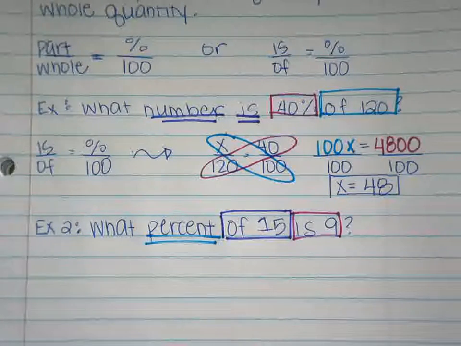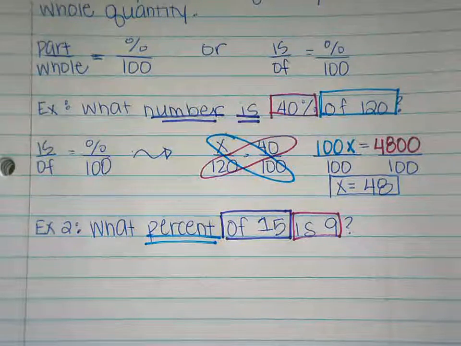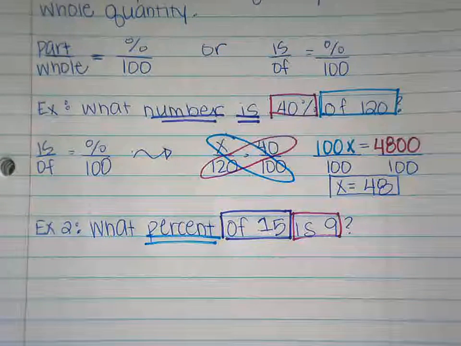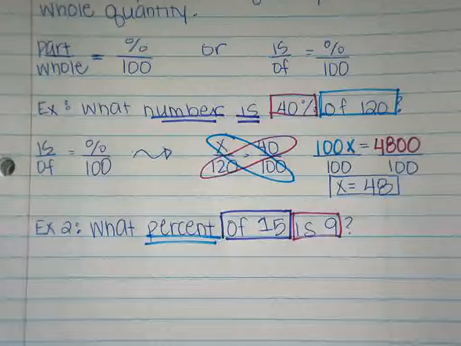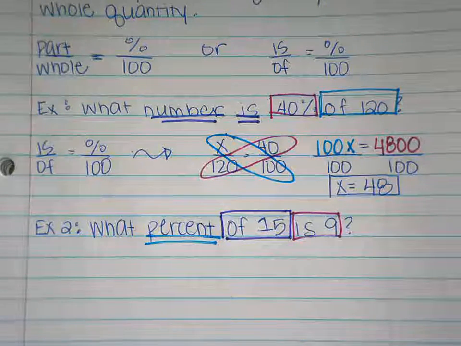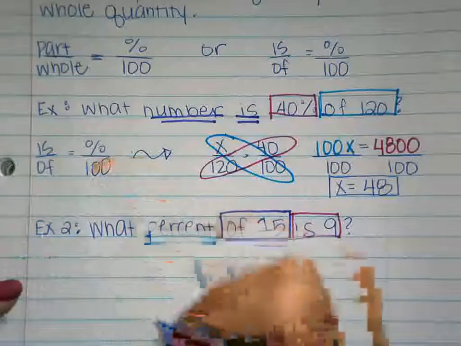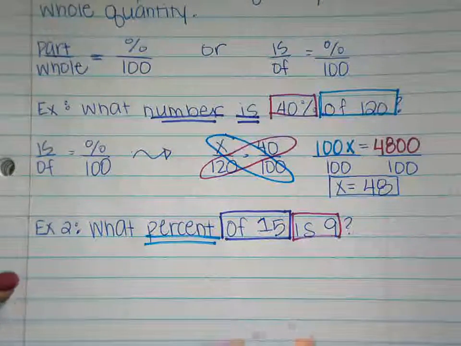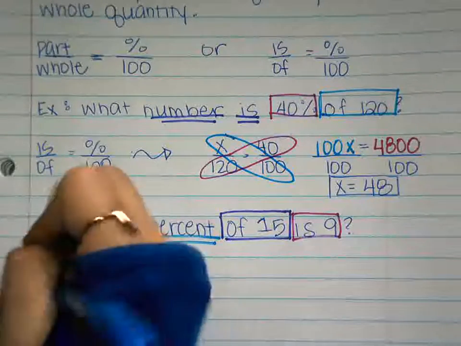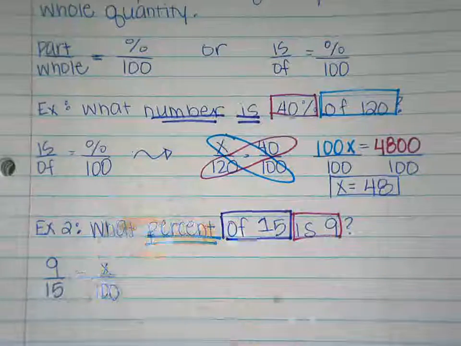Alright, everyone set up your is over of equals percent over 100 for me, with the numbers, obviously. Alright, somebody tell me, how'd we set it up? What over what equals what over what, Kansas? X over 15 equals 9 over 100. No. Riley? 9 over 15 equals X over 100. There we go.